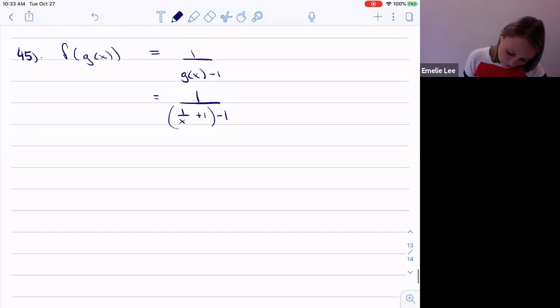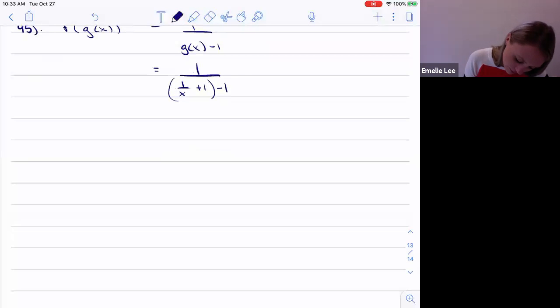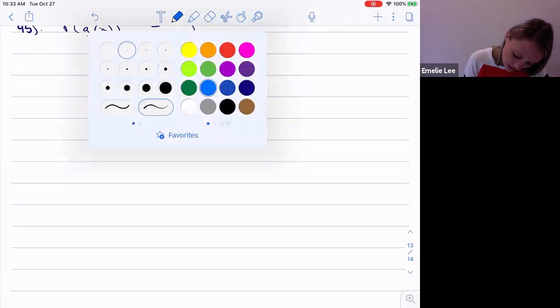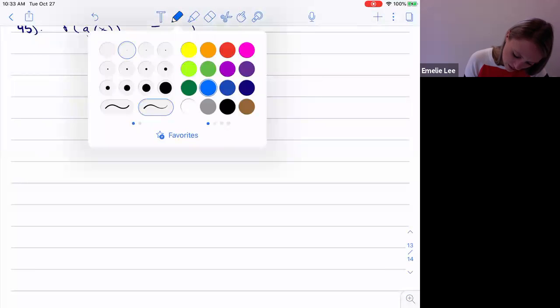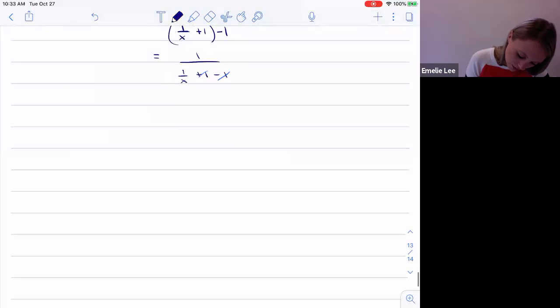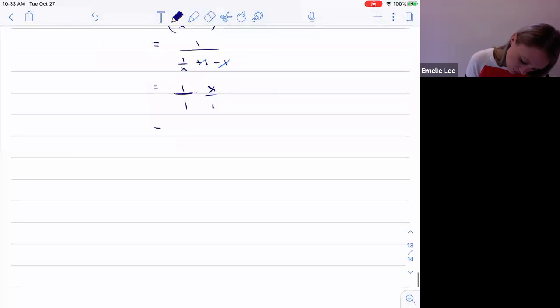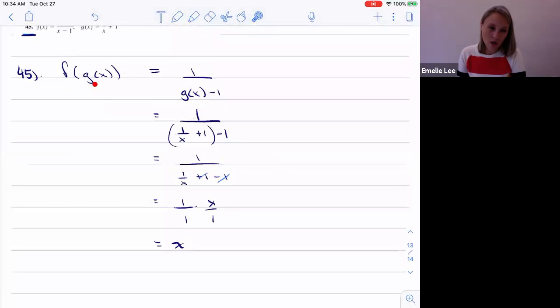So here, we've got 1 over x plus 1 minus 1. That's going to go away. And so I get 1 over x, which is 1 over 1 times x over 1, which is just x, right? That's what we were wanting to show, that f of g of x, you end up with just x.